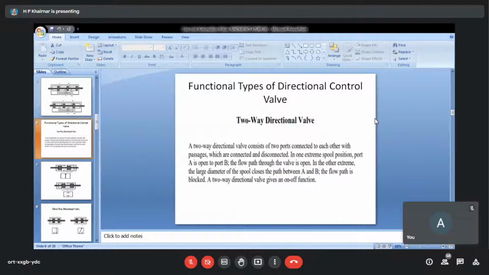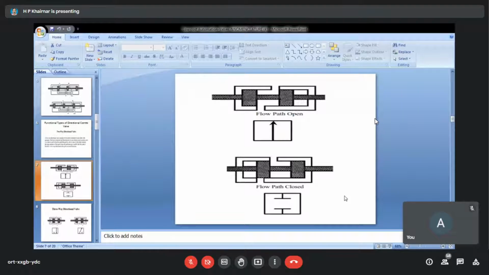Now this two-way directional valve consists of two ports connected to each other with passages which are connected and disconnected. In one extreme spool position, port A is open to port B, and the flow path through the valve is open. In the other extreme position, the large diameter of the spool closes the path between A and B, and the flow path is blocked. Now, what this explanation means is indicated in the diagram. So these are the conditions for the two-way two-port valve.